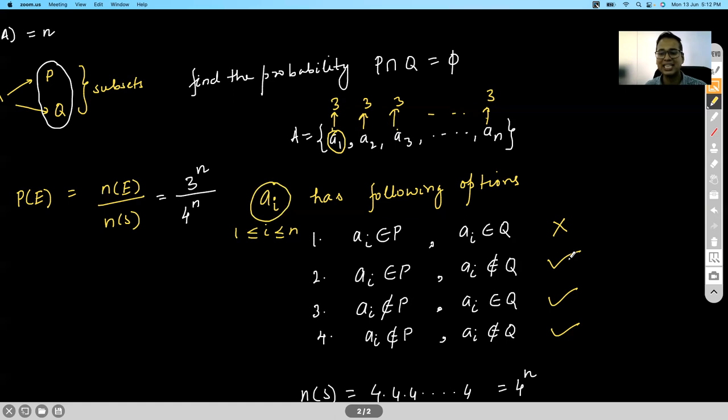So every element can exercise three options. Remember, every element will exercise four options when you are making a sample space. But in the favorable event, you are basically restricting every element to exercise only three options because it can't be in both of them. It can only be in one of the two or none of the two. Now makes sense?